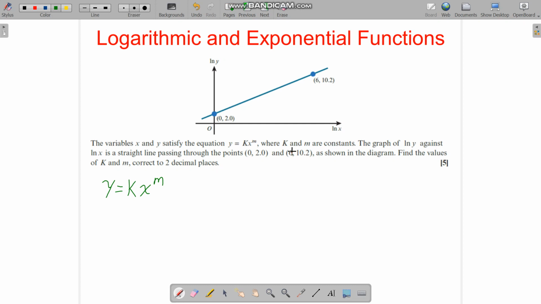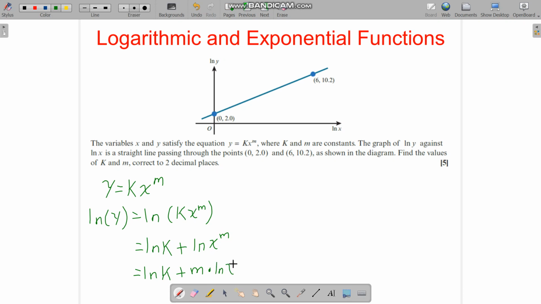Okay, so as you can see, we need to make this ln something. So let's just ln both sides. So ln y equals ln of Kx to the power of m. On the right, we can split this into ln K plus ln x to the power of m, and we can use the power rule and bring this m out of the log, so we have m times ln x.